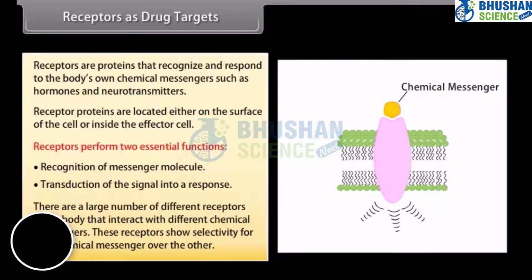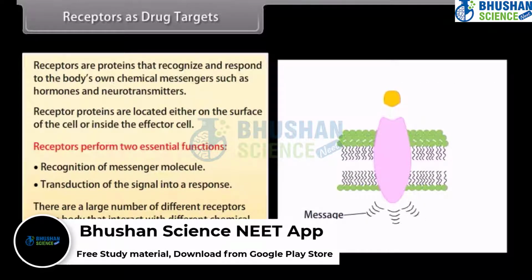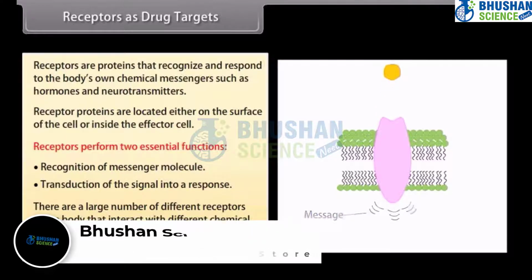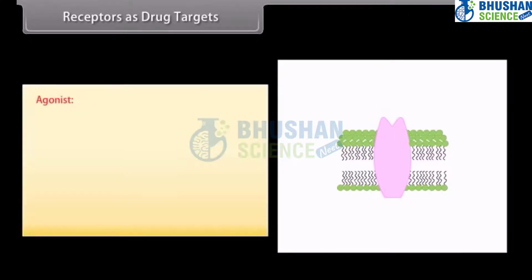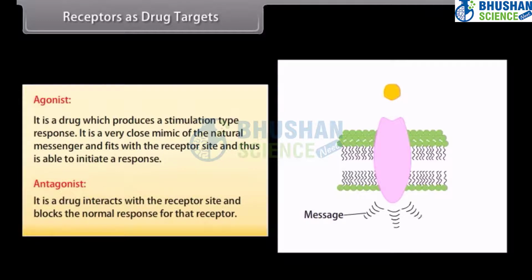There are a large number of different receptors in the body that interact with different chemical messengers. These receptors show selectivity for one chemical messenger over the other. An agonist is a drug which produces a stimulation-type response. It is a very close mimic of the natural messenger and fits with the receptor site and thus is able to initiate a response. An antagonist drug interacts with the receptor site and blocks the normal response for that receptor.